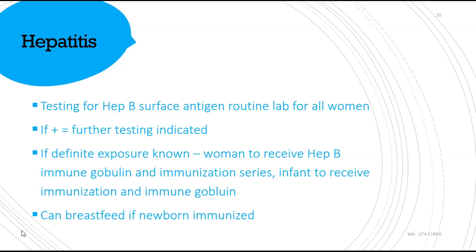If a definite exposure is known, then we're going to give mom the hepatitis B immunoglobulin, and we're going to start her immunization series or update it if that's what's required. If mom is HBsAg positive, then baby is going to receive the immunization and the immunoglobulin once baby is here. Mom can breastfeed if she's hepatitis B positive as long as the baby has been immunized.